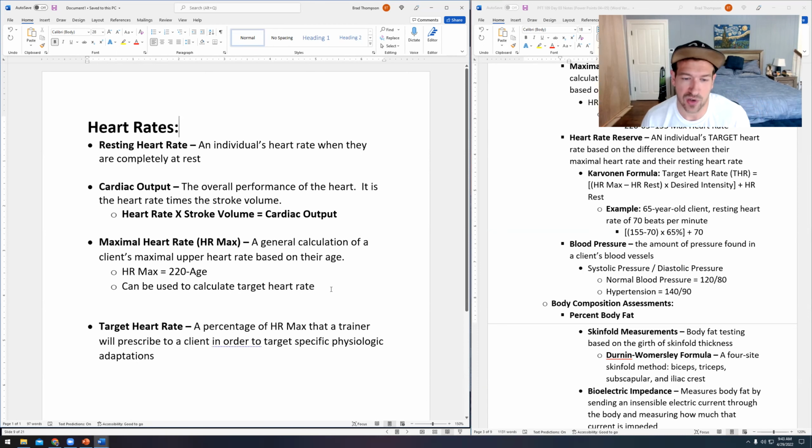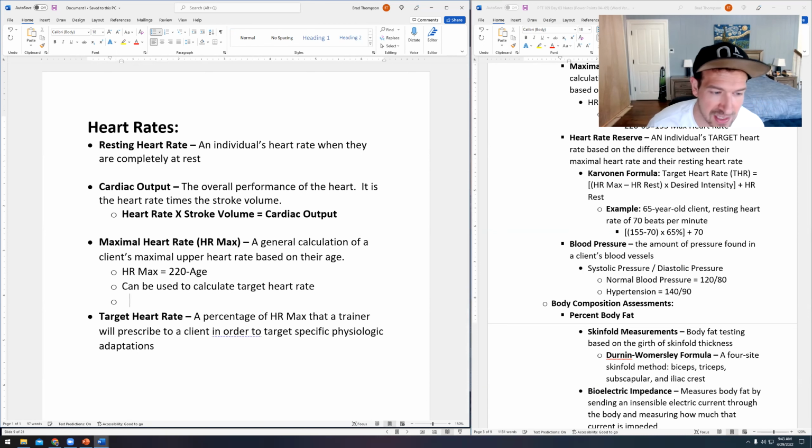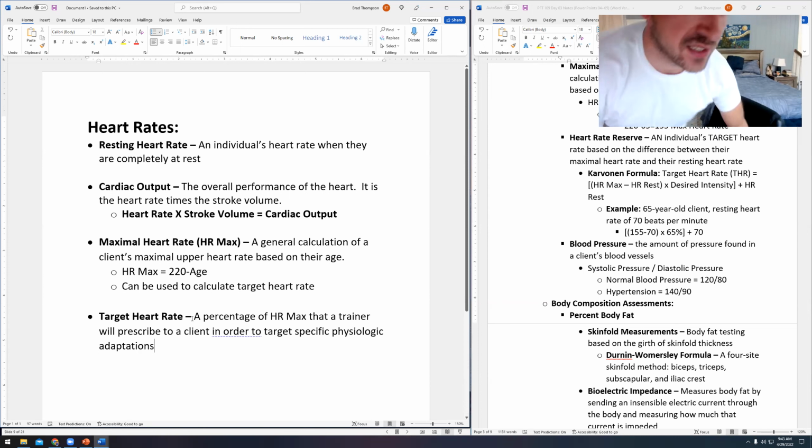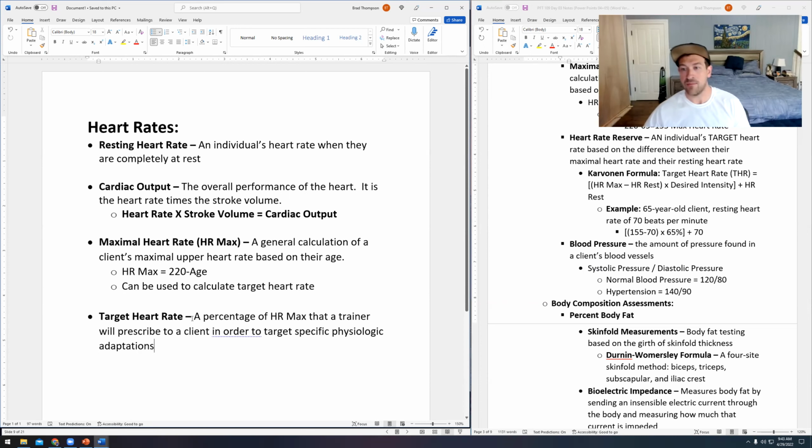If my client is trying to build up their endurance, I shouldn't be having them work at a high percentage of heart rate max. I should have them be working at a low percentage of heart rate max so that they can go for an extended duration. If I go too high, they're not going to be able to go for very long. That's not going to help me build endurance, right? That is what that is going to be used for, right?